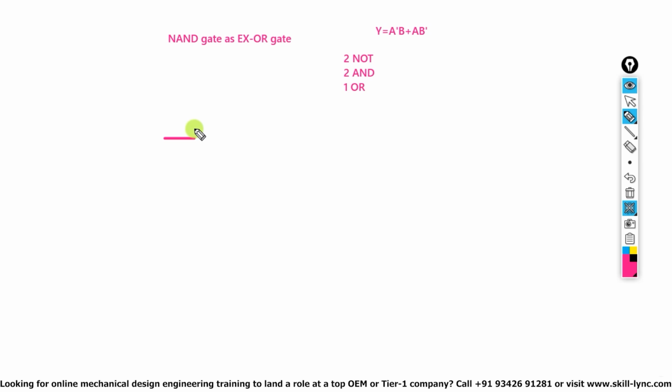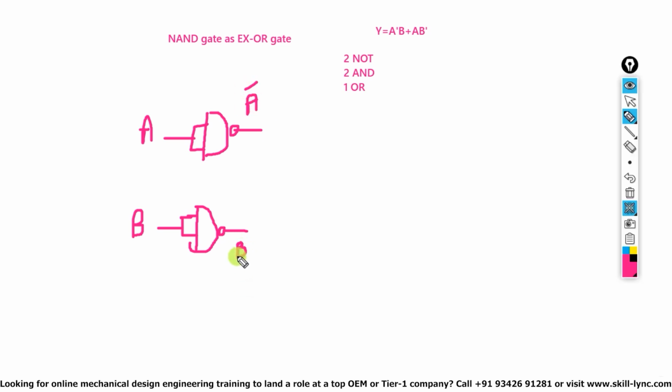I am taking a NOT gate of A. Why? Because I want A bar also. Then I am taking NOT gate of B. Why? Because I require a B bar also. So it is B, that was A. That is B. This is for the NOT gate. That's why two NAND gates are there for NOT gate.